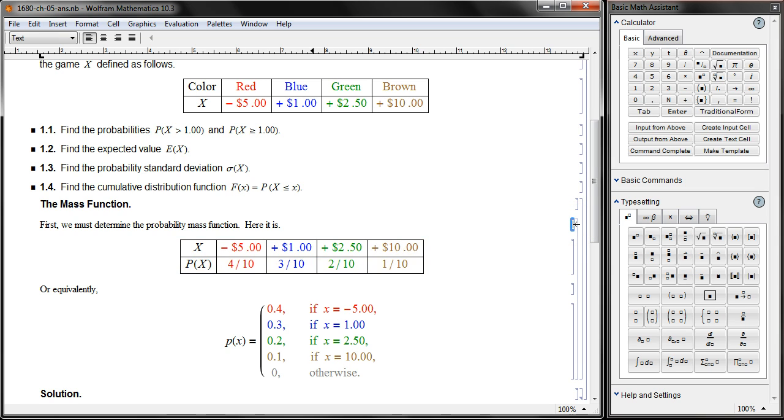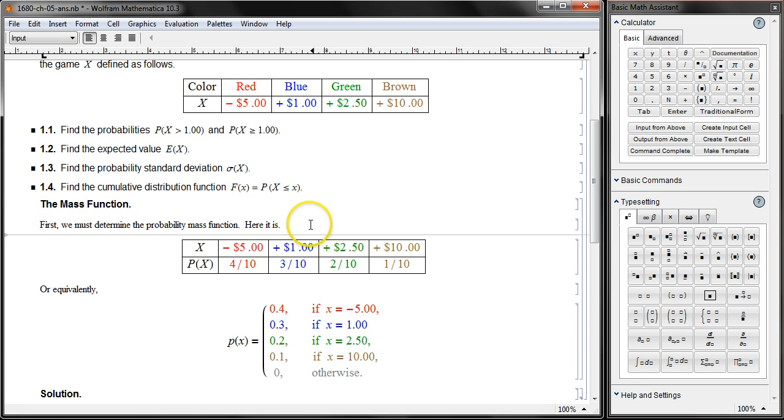Excuse me. Let me restructure this. Here's one way to express it, the table form.